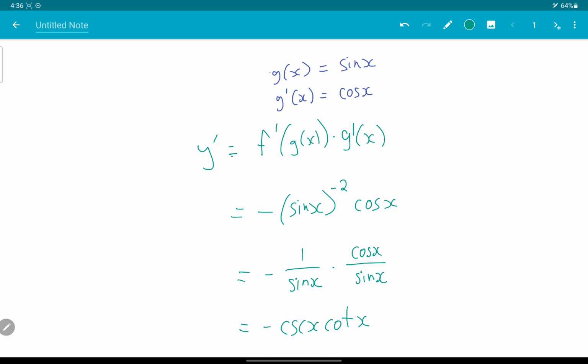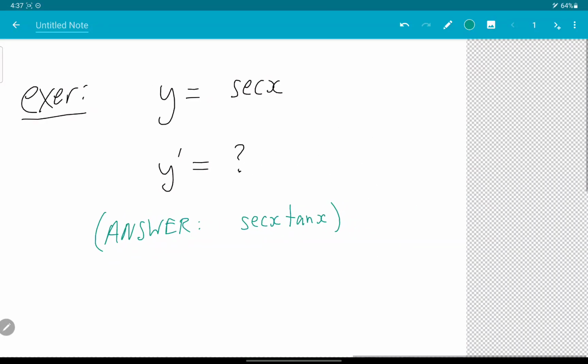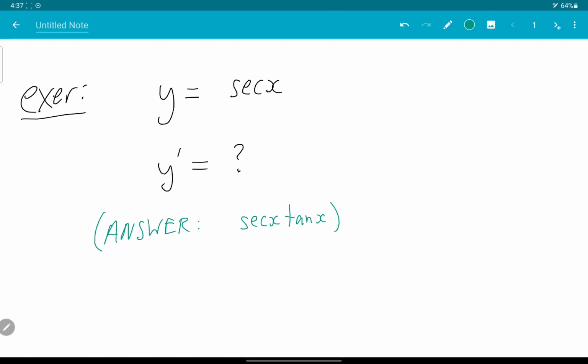Okay, now I'm going to ask you to try something very similar. As an exercise, here we go. Exercise, same thing, but secant x. Give it a try. Okay, solution incoming.